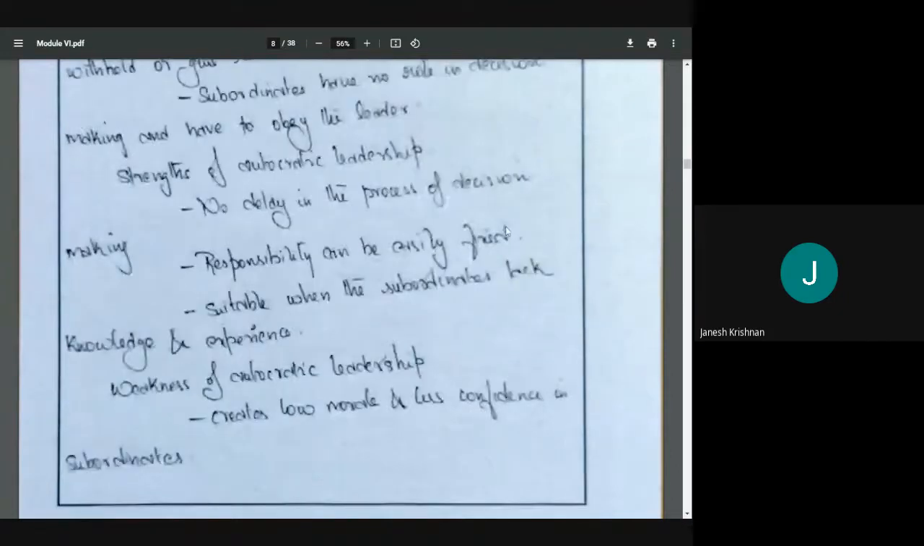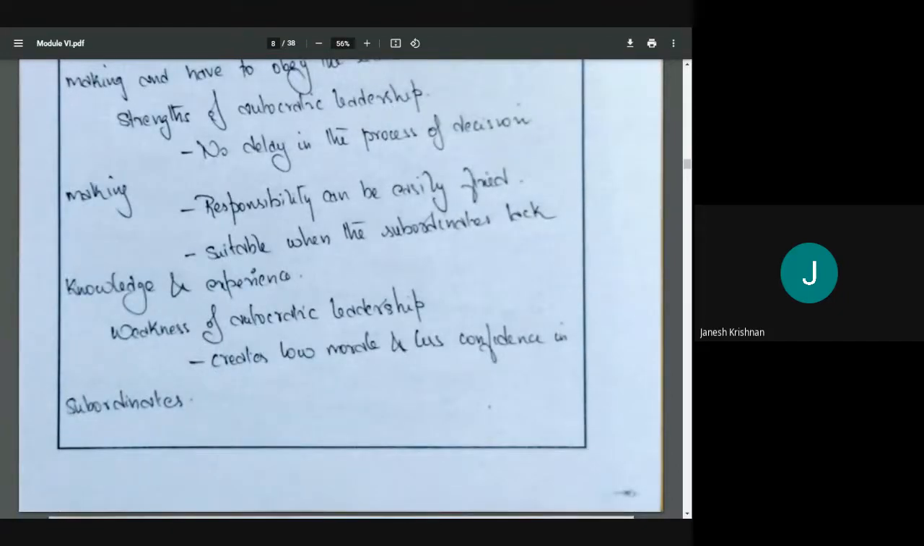And what are the weaknesses? It creates low morale and less confidence in subordinates. They don't have any role in the decision making process. They are just obeying the leader, like puppets. The leader will say do that, they'll do that; don't do that, they won't. So their morale will be low and their self-confidence will also be low. People will feel that they are not good enough to make decisions.